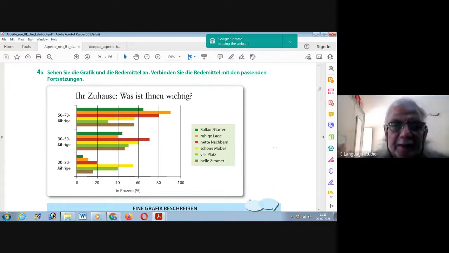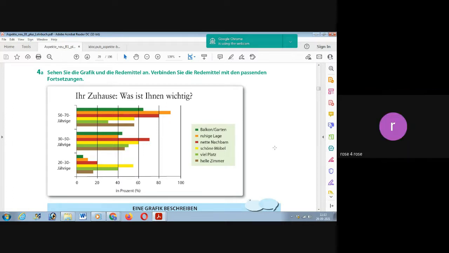Könnt ihr diese Grafik beschreiben? If you're given a bar chart like this.